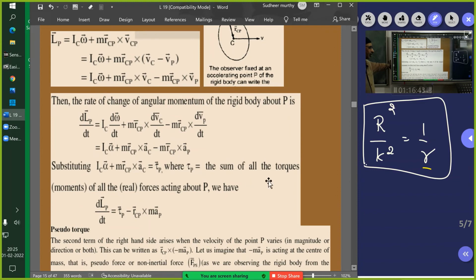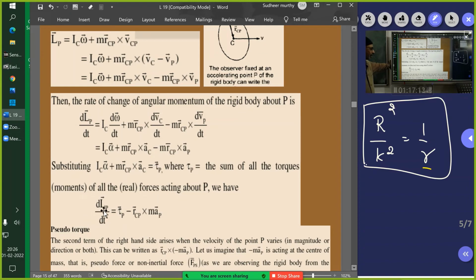Now, where tau P becomes the sum of all the torques. Why sum of all the torques? Because AC, what is AC? AC is sum of all the forces divided by the mass. And therefore, tau P we take it as sum of all the torques here, torque moments of all the real forces.